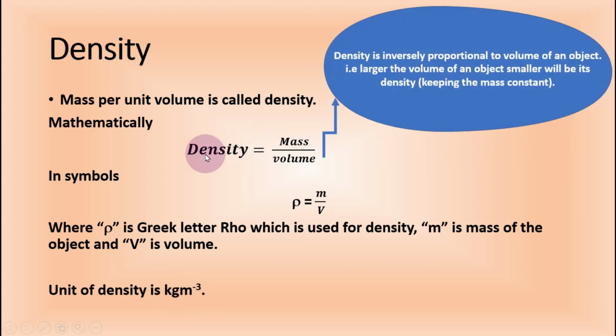Now, if you look at this formula, density is inversely proportional to volume for a fixed mass of an object. That is, if volume of an object is more, its density will be less. If volume is less, density will be more.